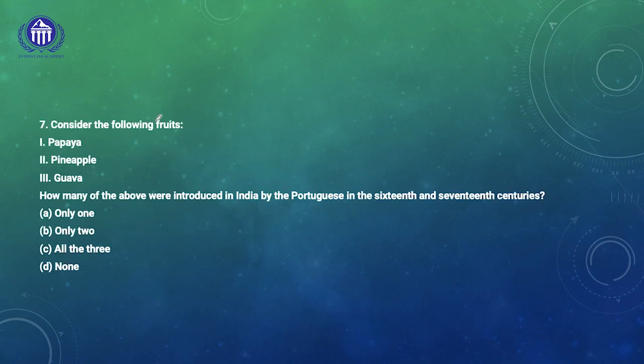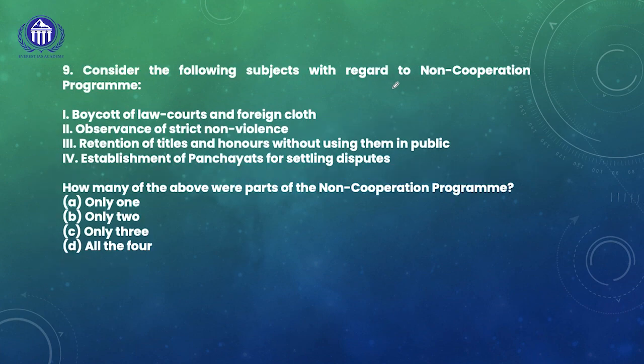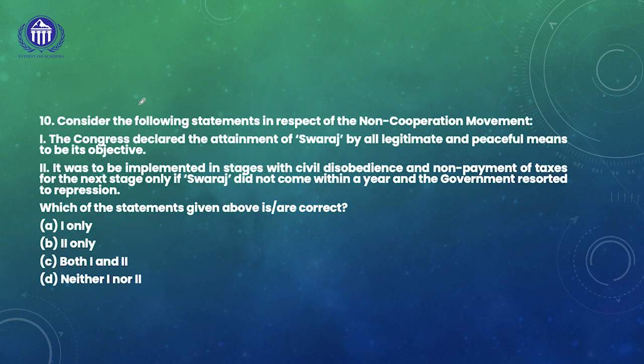Now coming to the seventh question, consider the following fruits: papaya, pineapple, guava. Again, this is also a medieval India question, picked from Themes in Indian History Part 2, the 12th standard new NCERT only. Now coming to the eighth question, related to Raja Ram Mohan Roy. They have asked a question on personalities, related to the socio-religious reform movements of modern India.